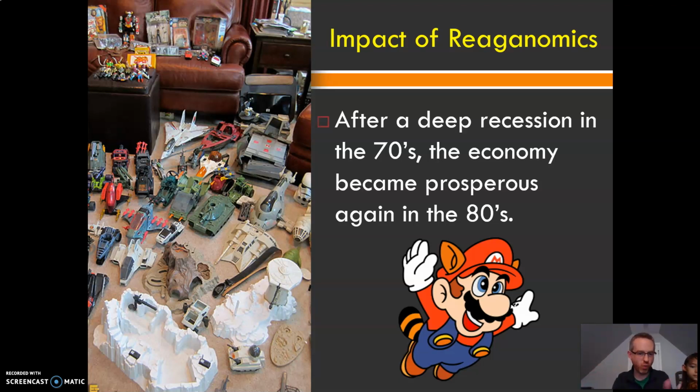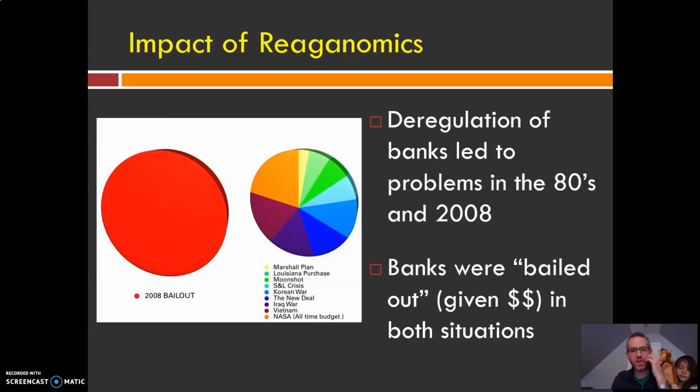So why all these pictures? Why Mario? Because the reason all these toys are so popular, G.I. Joe, the Transformers, Star Wars, and Nintendo, is because all of a sudden the economy is great and kids are telling their parents, I want toys, and their parents have money to go buy it, okay? This deregulation is going to cause some problems, okay?